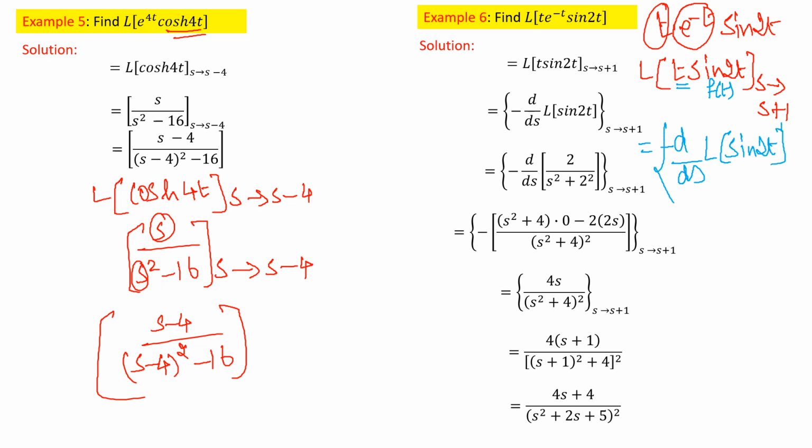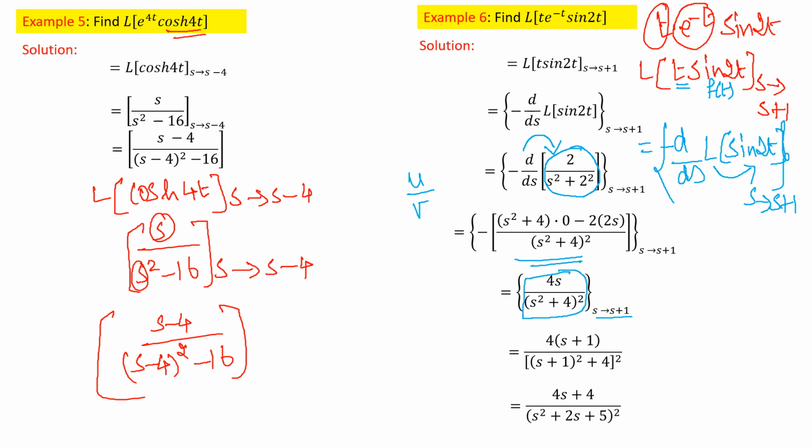Then in this result, I should replace s by s plus 1. So once again, first we replace L of sine 2t. It is nothing but 2 by s square plus 2 square. Then we have to differentiate this with respect to s. So apply the quotient rule, we will get this one. Then by simplifying this, I have this one.